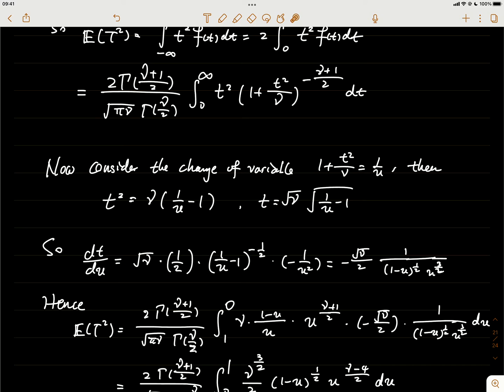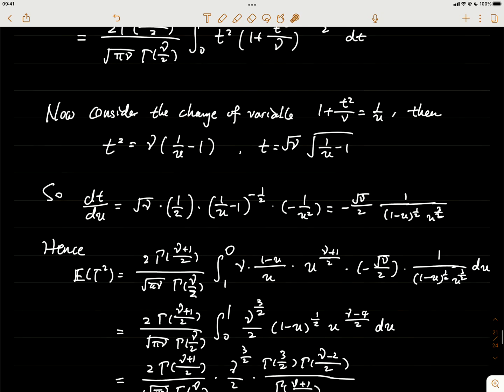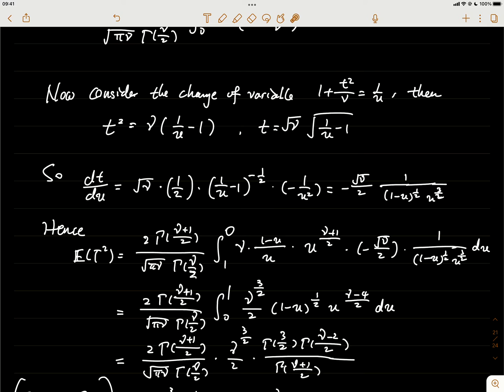On the other hand, when t goes from 0 to positive infinity, this thing goes from 0 to positive infinity, so the whole thing goes from 1 to positive infinity, and that means u goes from 1 to 0 as t goes from 0 to positive infinity. That's why we change the limits as well. That's how we do the change of variable, as we learned in calculus. The rest is simplification, and after a very simple simplification, we get this.